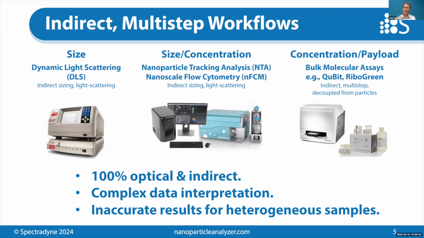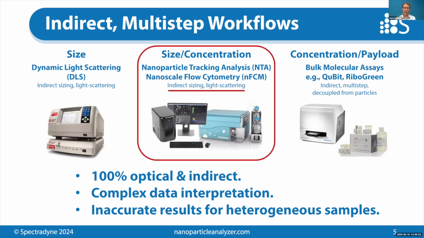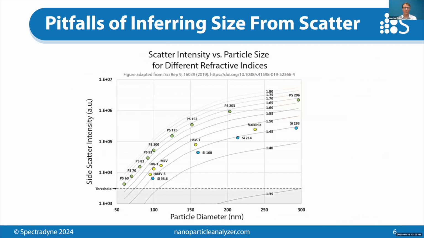So as soon as you have a heterogeneous sample, the size and concentration distributions that these instruments are reporting are not accurate. And so I'd like to just dive into that for a second for the flow cytometry application, for example, because a lot of people are trying to use this, and it's important to understand how it works and how it doesn't work. So this plot is taken from a paper in Scientific Reports in 2019 from Beckman-Coulter. And this is a really nice paper.